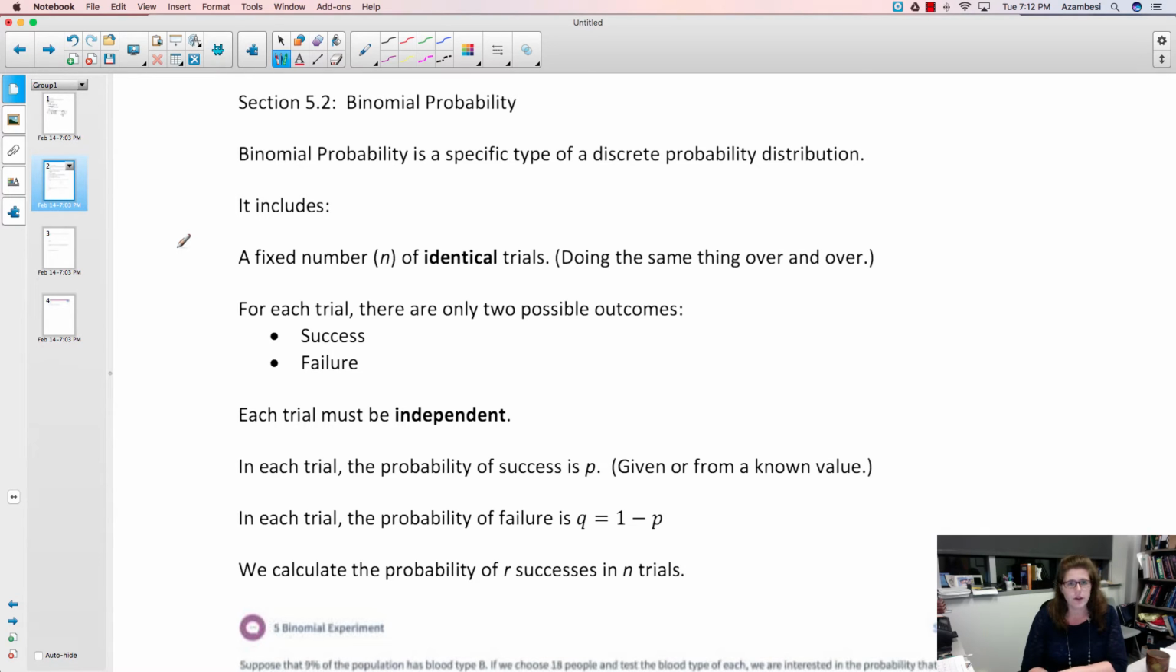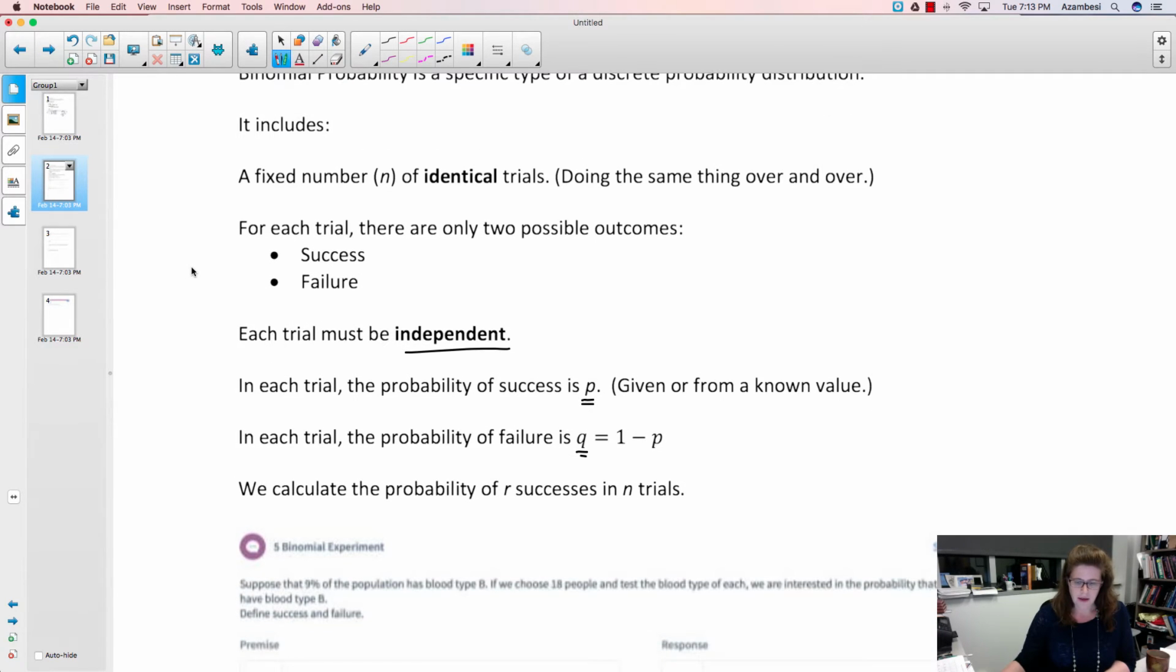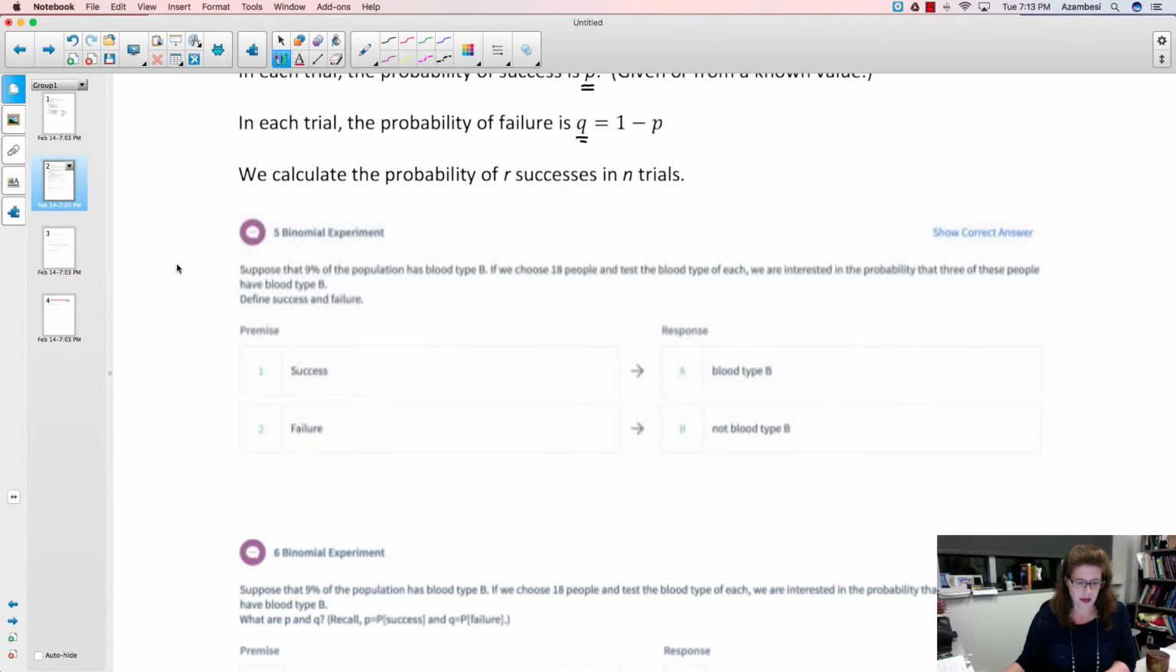Now for each trial there's only two possible outcomes. We call one a success and the other one a failure. Each trial is independent, and remember in statistics, independent means that the outcome of one trial can't affect the outcome of another. In each trial, the probability of a success is called P. Now P is either given to you in the problem or it's something you already know or something you can calculate. So we'll go over one of each type. In each trial, the probability of failure is equal to Q, and Q is equal to 1 minus P. So we calculate the probability of getting r successes in n trials.